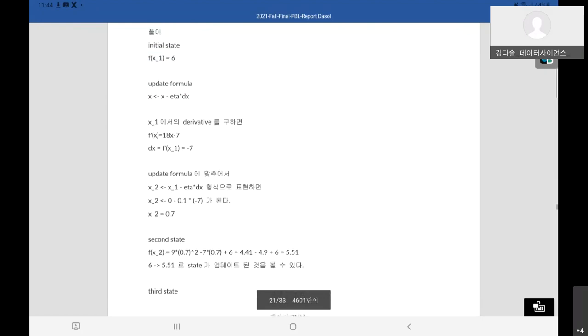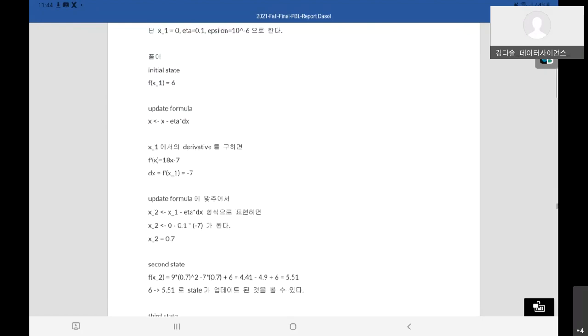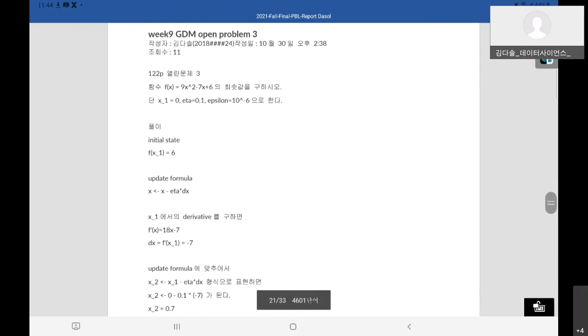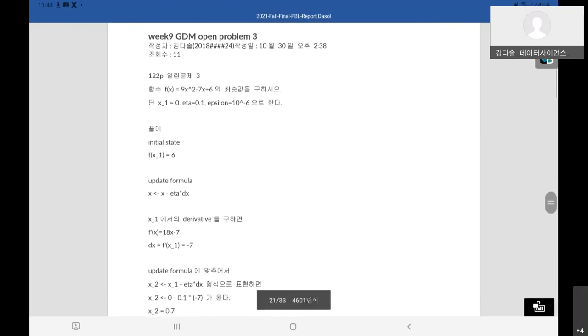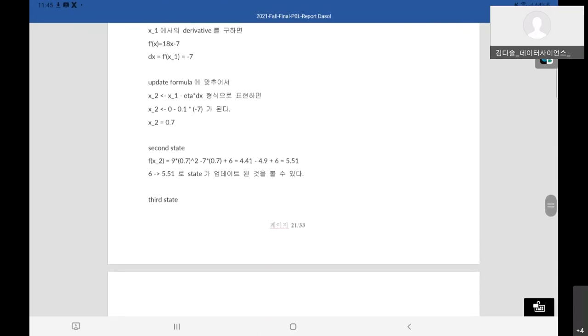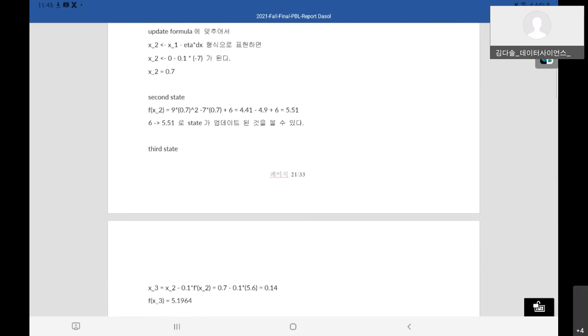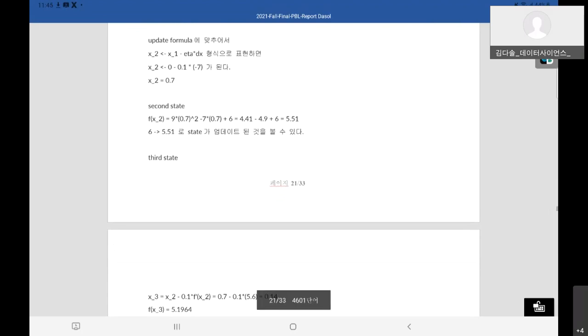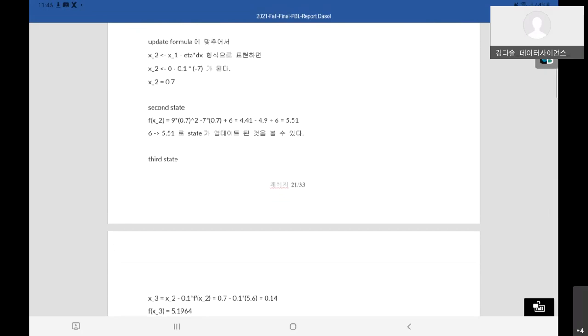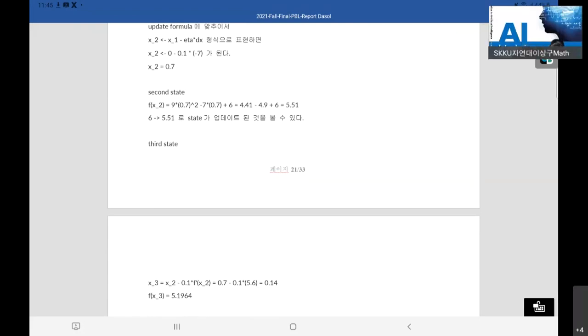These three things are calculated with dx equals f prime x1, the minus 7 is here, and the initial state is here, x1 is 0, and the eta is here. So x2 is updated from x1, and the second state is f(x2). So f(x2) is just iterated from the upper levels, updated with x2. f(x2) becomes, from 6 to 5.51. So the state is updated. This state is the actual state on f(x).